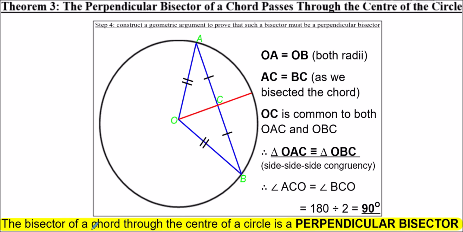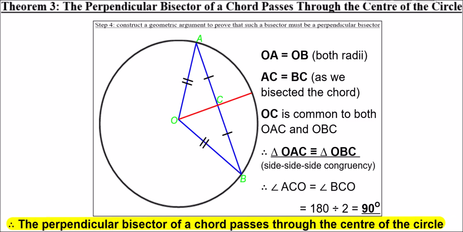To word this in a slightly nicer way, which is more like the theorem we want to prove, if we just rejig the wording so it reads nicer, we can say that therefore the perpendicular bisector of a chord passes through the centre of a circle. And that's that theorem completed as well.